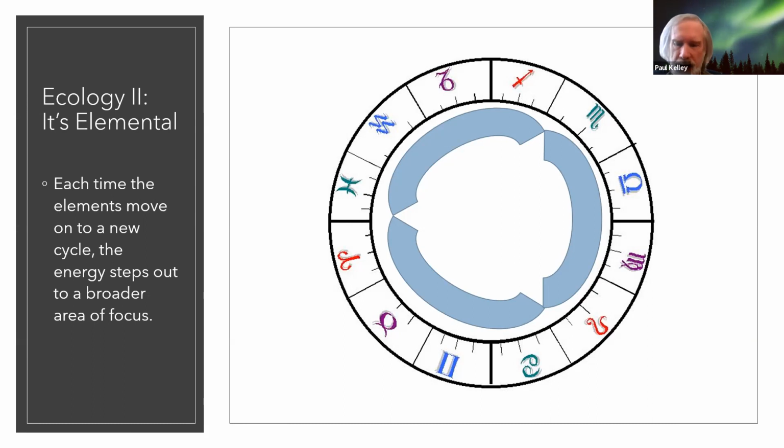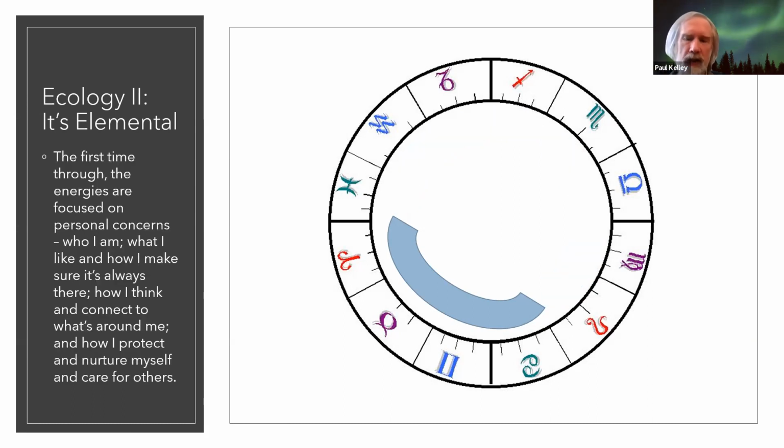So when we're looking at Aries, Taurus, Gemini, and Cancer, we're looking at personal concerns. Who am I? What am I doing right now? What do I want to do? Where am I going? What am I about? What do I like? How do I make sure it's always there? Taurus. How do I think and connect to what's around me? How do I gather information and process it? Gemini. How do I protect and nurture myself, care for others? How do I get my needs met? Cancer. These are all personal concerns. And obviously, they're absolutely necessary for life.